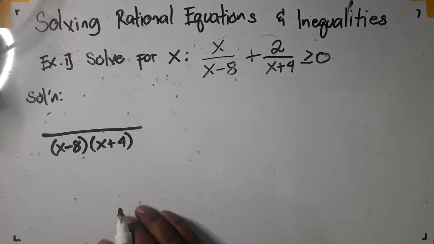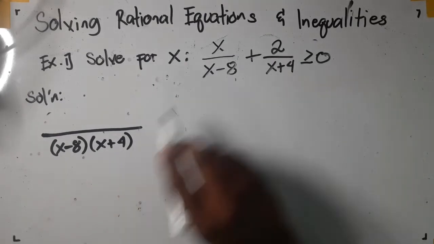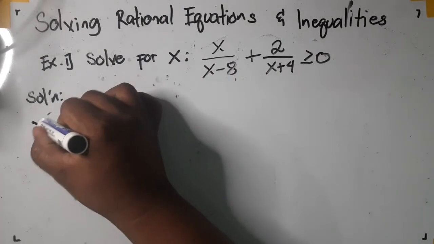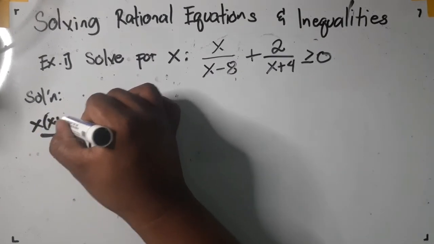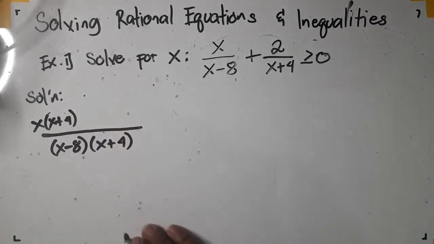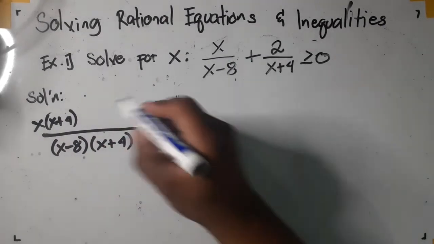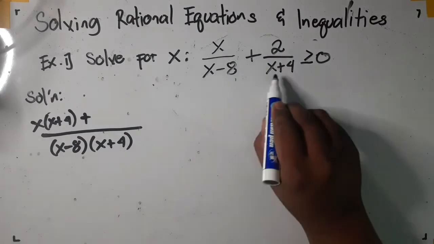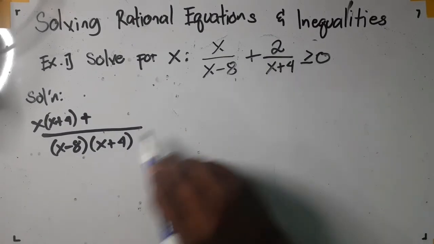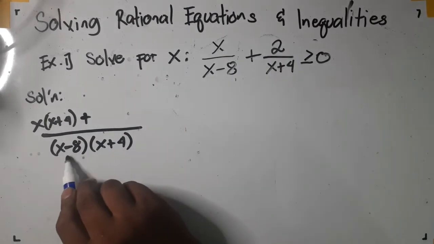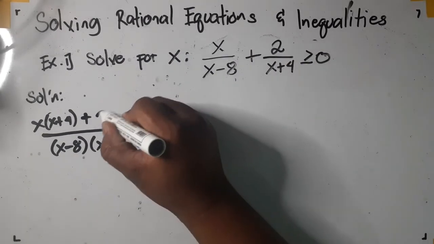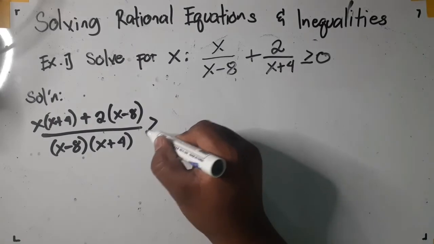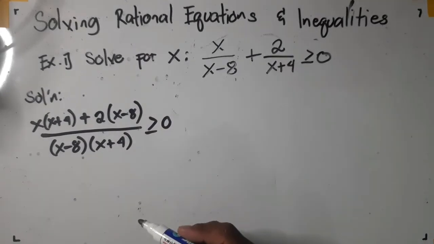Okay, so x minus 8 times x plus 4 divided by x minus 8. So the x minus 8 cancels, the x plus 4 remains, which we multiply to x. Plus, the denominator again, divide by x plus 4. So, what remains is x minus 8. So, x minus 8, multiply it to 2. So, you have 2 times x minus 8 greater than or equal to 0.